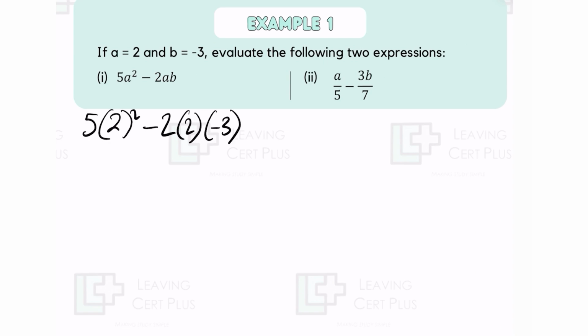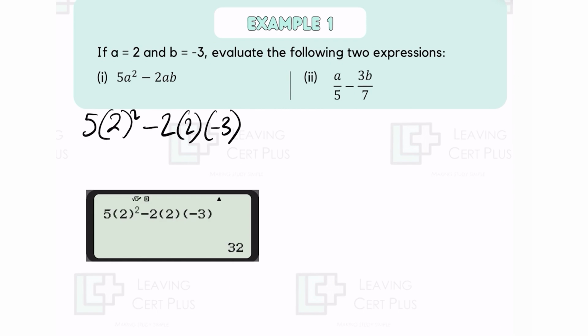Now I want you to pause the video, get your own calculator out, and see if you can come up with the exact value that I'm going to get. Pause the video now and come back to me in a moment. So how did we do? This is how it should have gone. You should have typed in exactly as you saw on the piece of paper, and then you would have got the answer of 32. It's really, really easy marks. We should never get this wrong, to be honest with you.